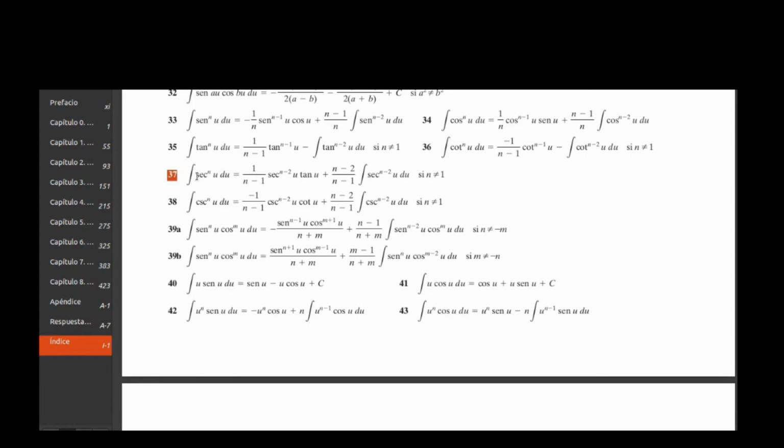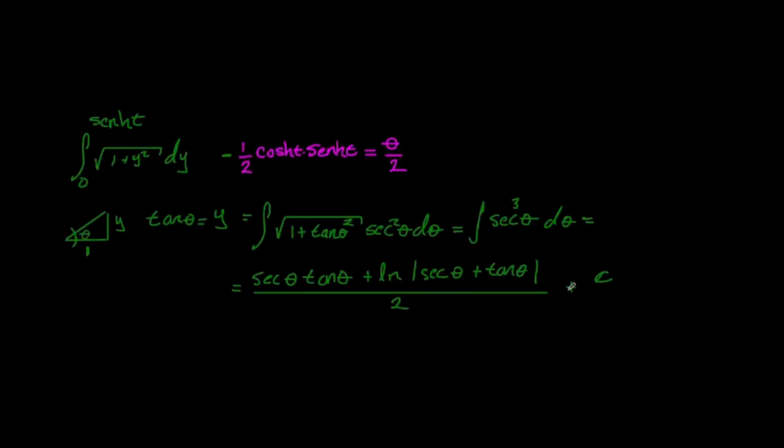Right now I'm using Purcell, and formula number 37 gives the general expression for the integral of secant raised to the nth power. Applying that formula, we obtain the following result. Secant theta times tangent theta plus the natural logarithm of the absolute value of secant theta plus tangent theta, all divided by 2 plus a constant.